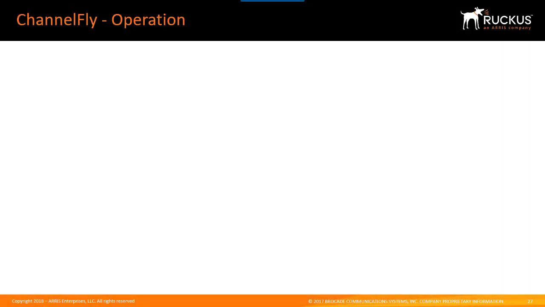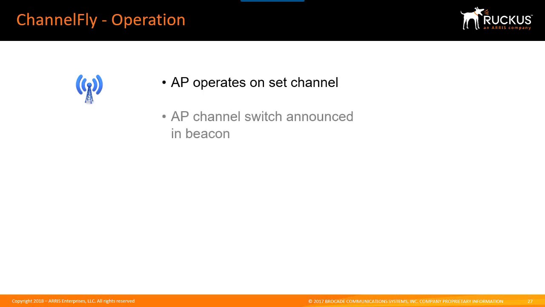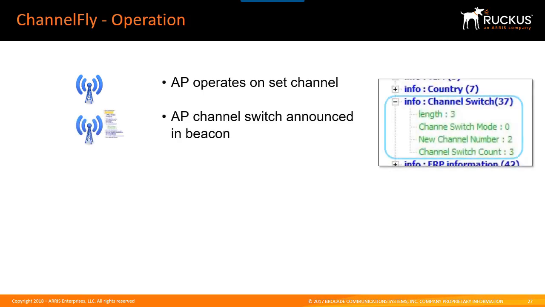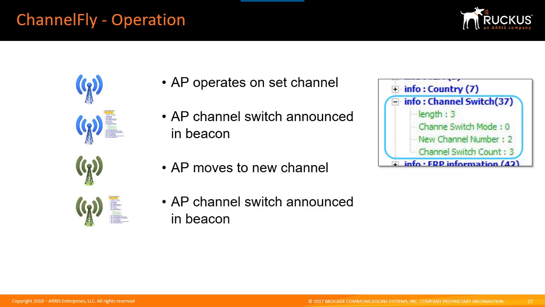Channel fly does this by regularly changing the access point to a new channel by following a process like this. The access point operates on a set channel, and then the channel is switched and announced in a beacon to all the clients. So all the clients change channels with the access point. On regular intervals, the access point will move to a new channel, and the channel switch will be announced in a beacon, and everyone will move with it. And this will go on as the access point moves to a new channel.